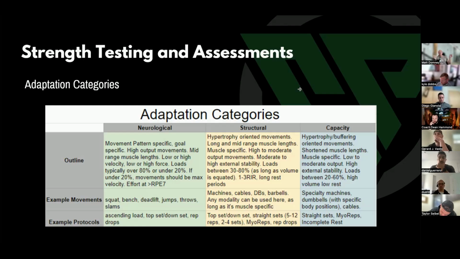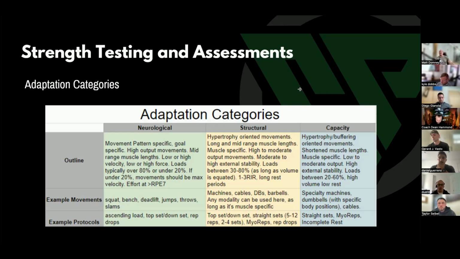All that stuff within the middle is going to fall within the structural and capacity based buckets, depending on what we're doing with the rep category. If the loads are going to be over 80%, this is going to be a slow velocity movement. See you later, John. Or JJ, see you later. If this is going to be something under 20%, this is going to be max velocity, right?